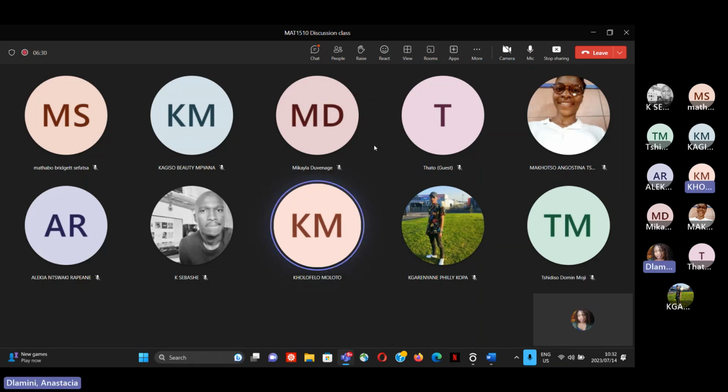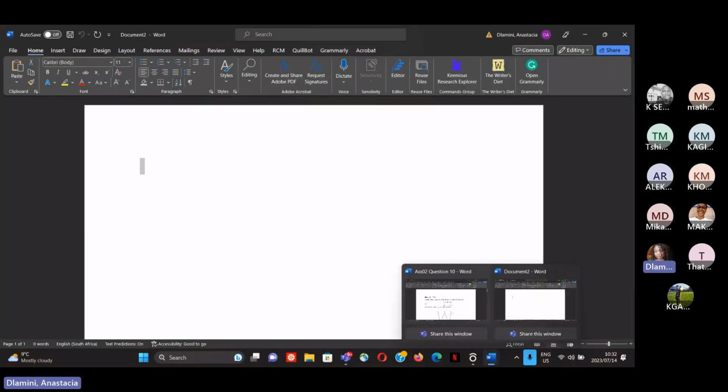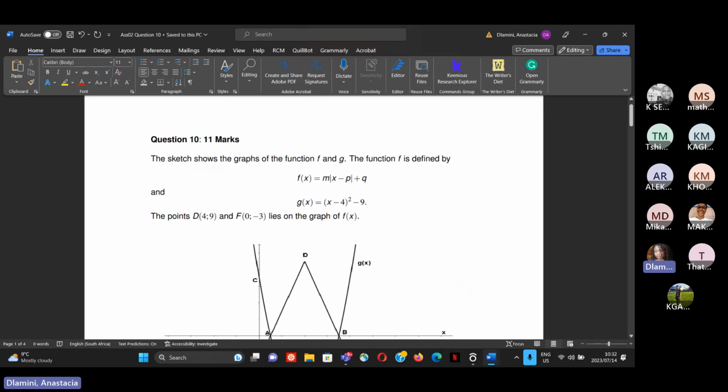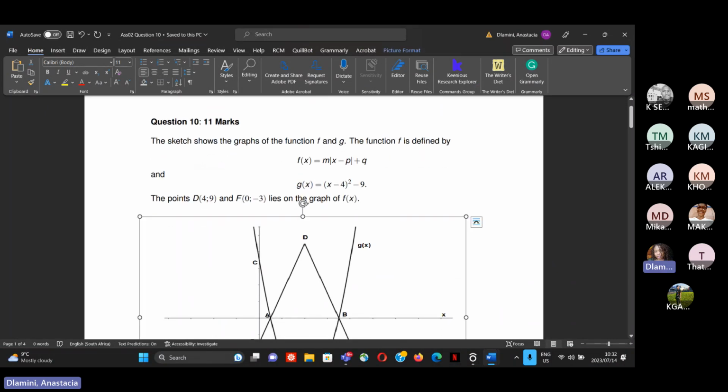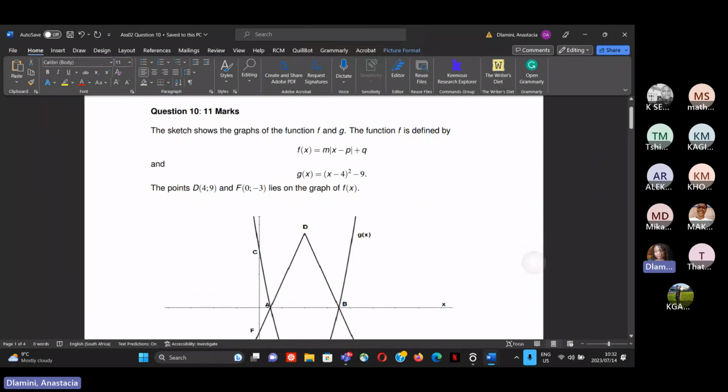Okay, so for those who were in the discussion class, you noticed that what we covered actually covered question 10 of assignment 2. So I'll just go through question 10 of assignment 2, not quickly, but step by step. Can you see question 10? That was 11 marks. Something like this would definitely be in the exam.